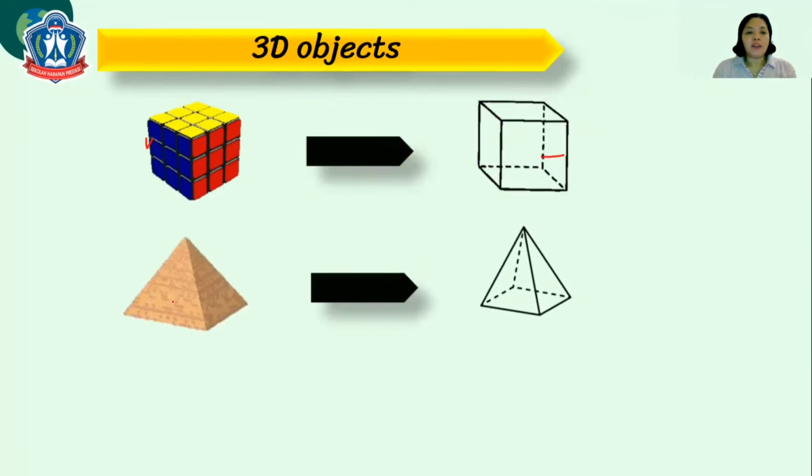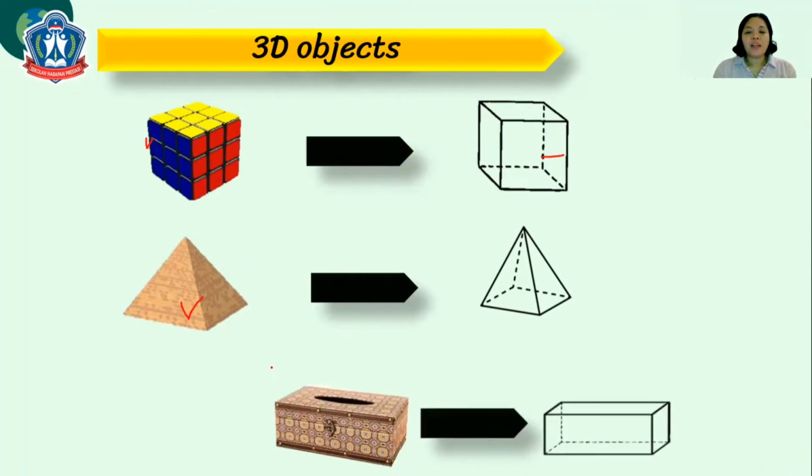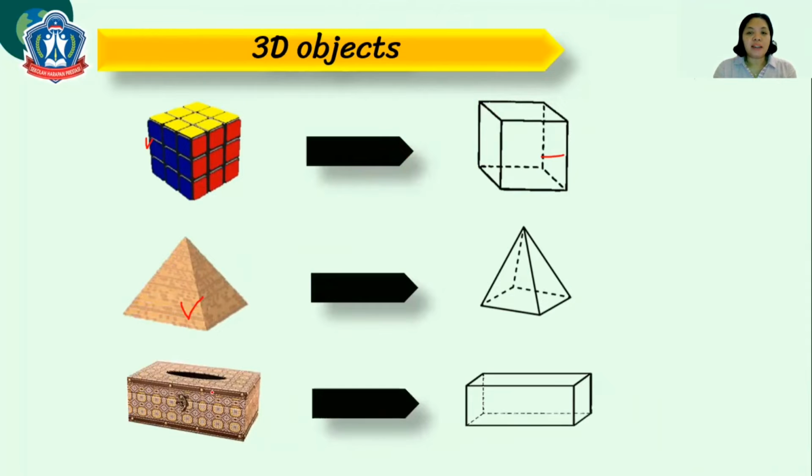Another one, do you know what this is? Yes, this is a pyramid. How about this one? This is a tissue box, and it is a cuboid. This shape is a cuboid.